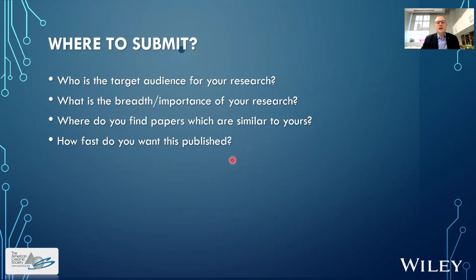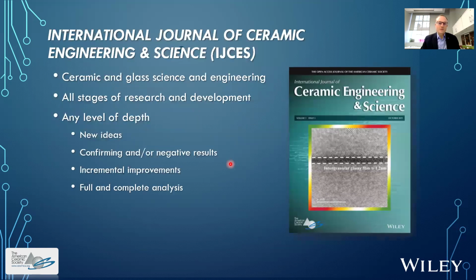And another question is, how quickly do you want to get this published? Different journals have different average times from submission to a decision. Here at the American Ceramic Society, we have very efficient processing among all of our journals. And that's not necessarily the case in other journals. So are you in a hurry to get this published or not? If that is the case, be sure to check on the average time that it takes for review.